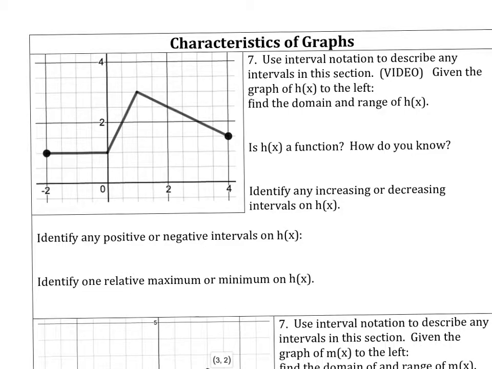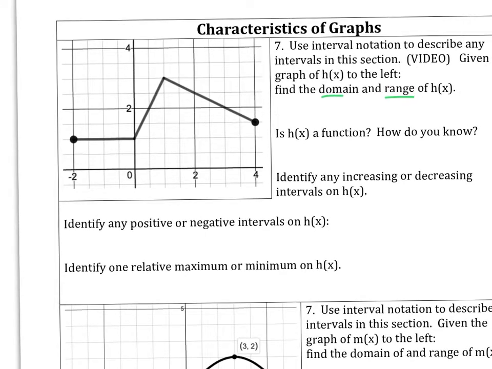Okay. First, we've got to find the domain and range of the graph of h of x, which is given to the left. Hey, this looks like the graph on the previous page. I know for domain, we're talking about x values. And I've got to find the first x value, that's going to be negative 2. I've got to find the last x value, that's going to be 4. And to use an interval, I'm going to put a comma between them and put a couple brackets around there.